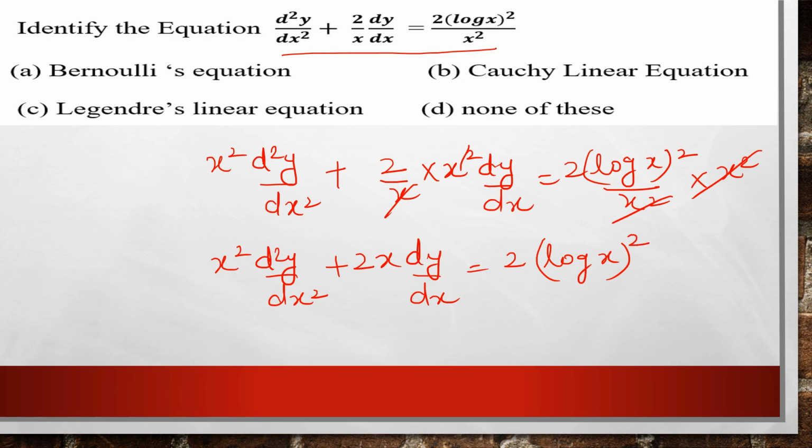Now observe one thing. Whatever the power of x we have, the same order of the derivative we are having. Like here x is having power 1, same order we have for this derivative. So this is a Cauchy linear equation, so B option is the correct one.